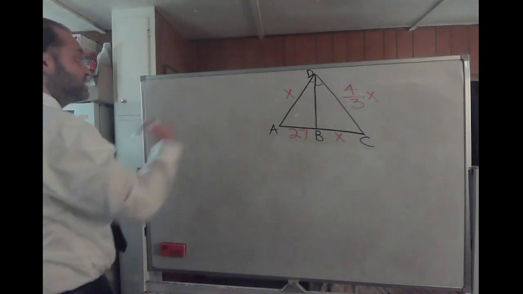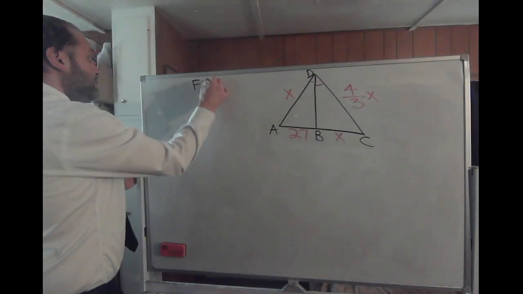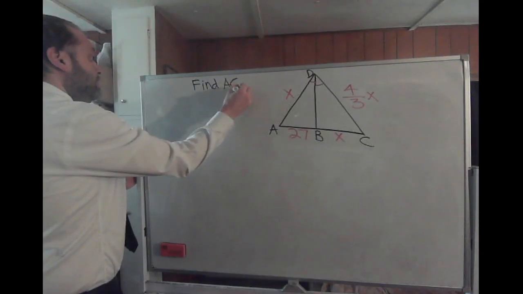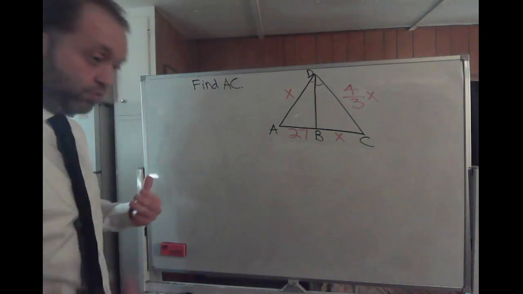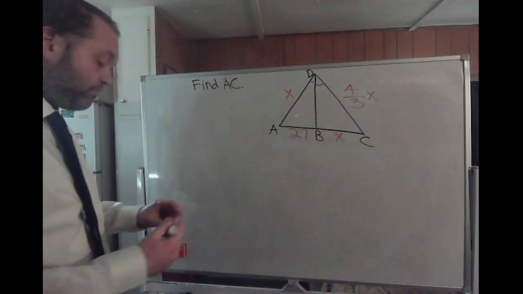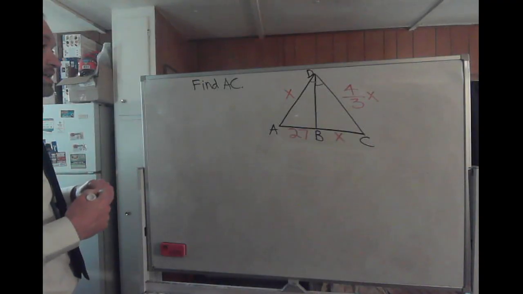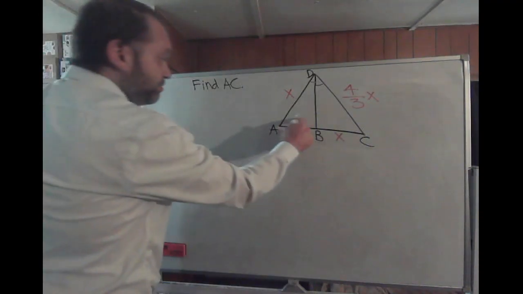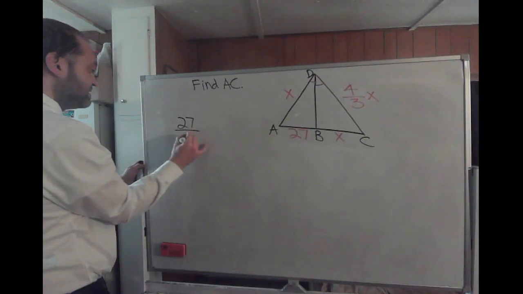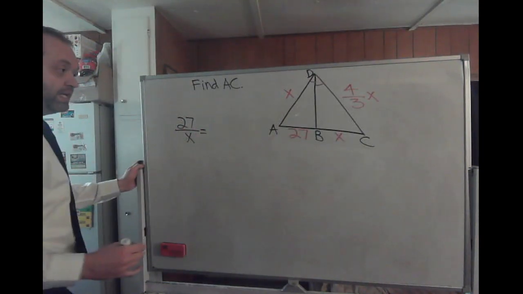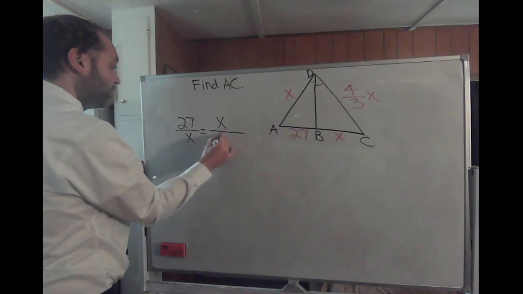Let me state what our objective is here for this one. Find AC. Well, still, you're going to set up your proportions, okay? According to the Triangle Angle Bisector Theorem, start with your base. This would be in the ratio 27 to x would be equal to x over 4 to 3x.